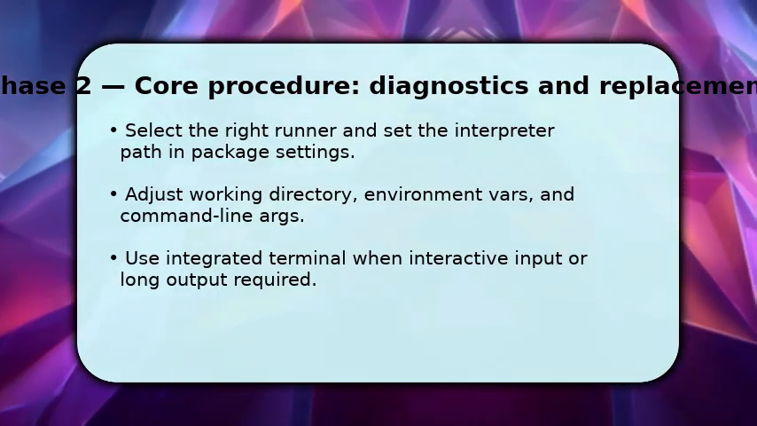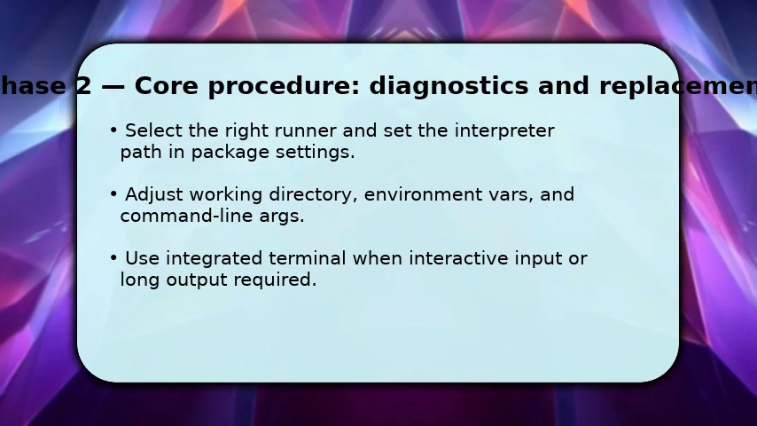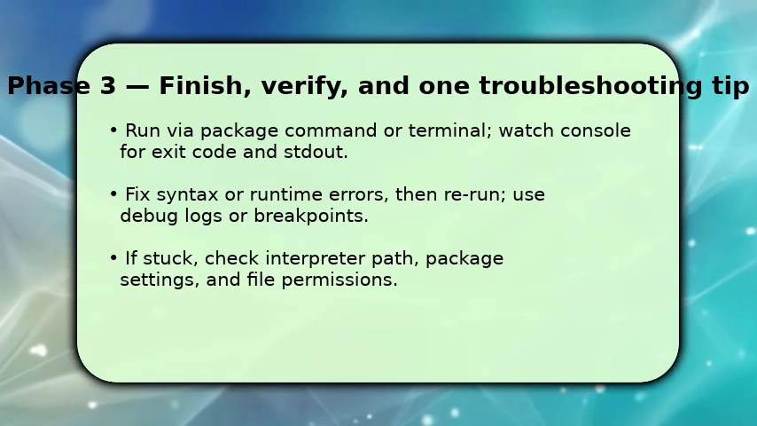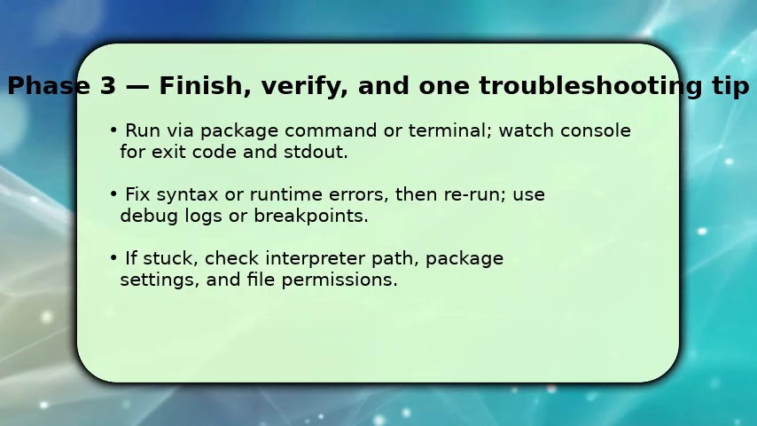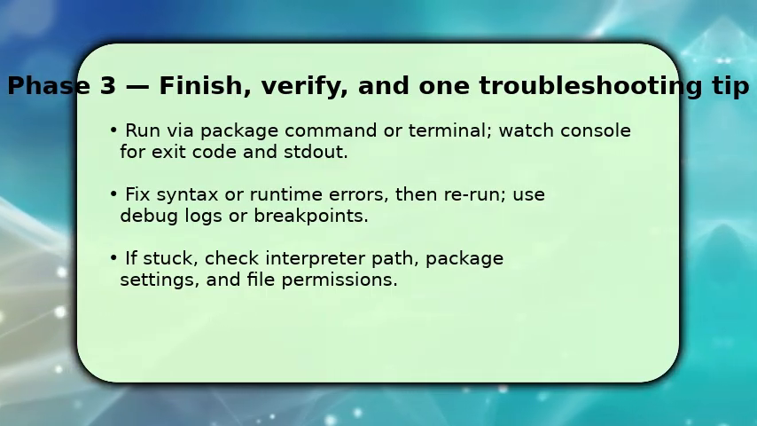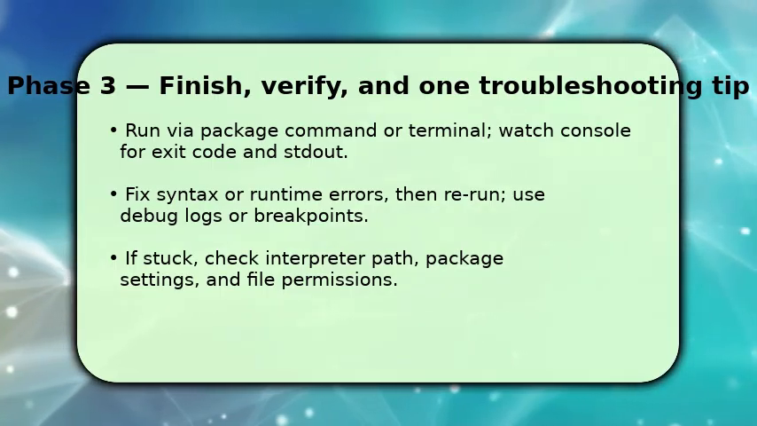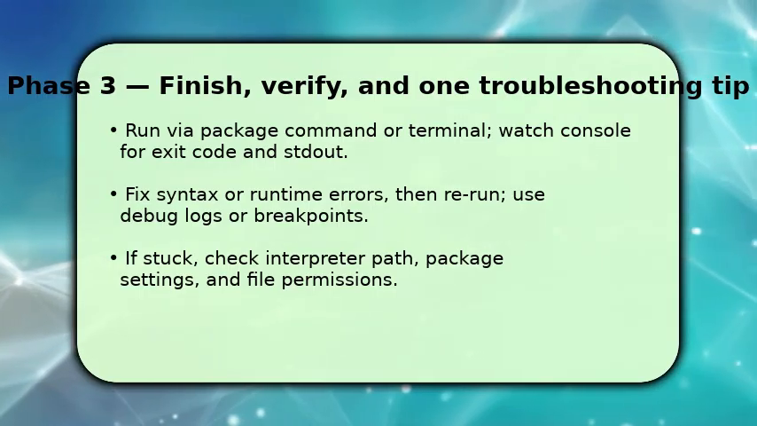If your program needs stdin or produces lots of output, prefer Atom's integrated terminal. Finally, run your code and verify results by observing stdout, stderr, and the exit code. You'll see syntax errors immediately. Runtime issues may need logging or stepping through with breakpoints. If output is missing, rerun in the integrated or external terminal to confirm interactive behavior.